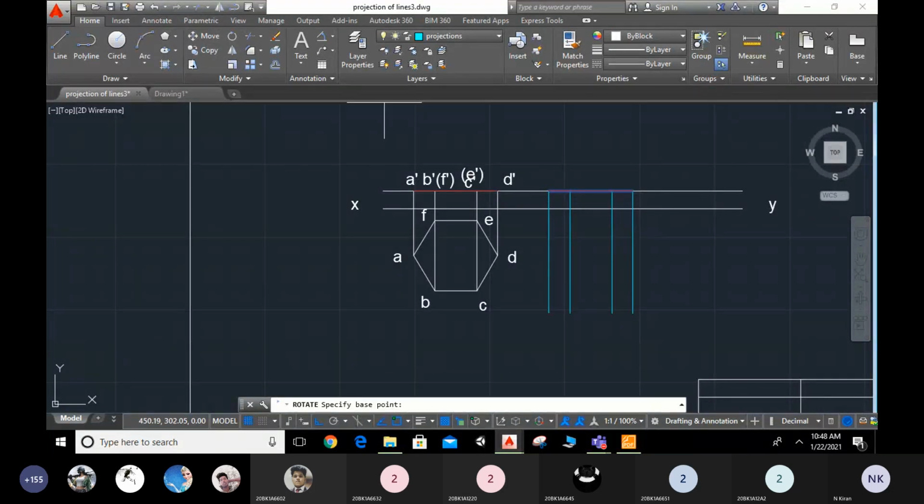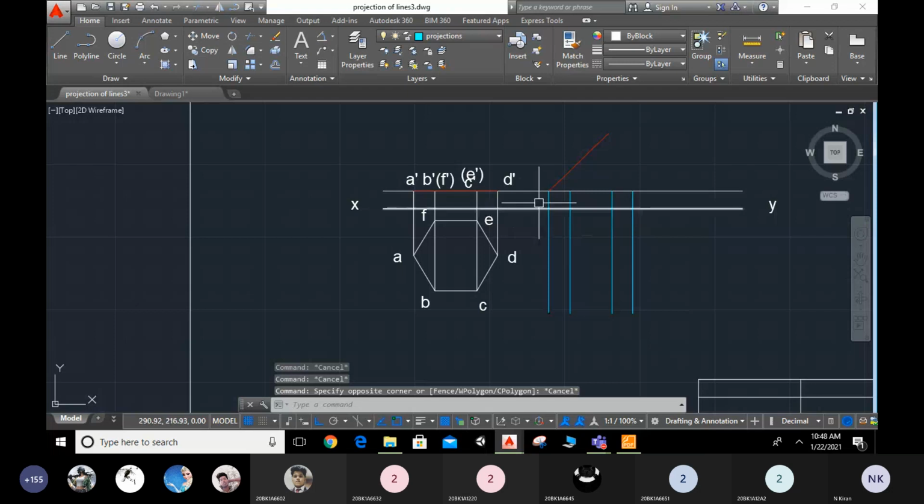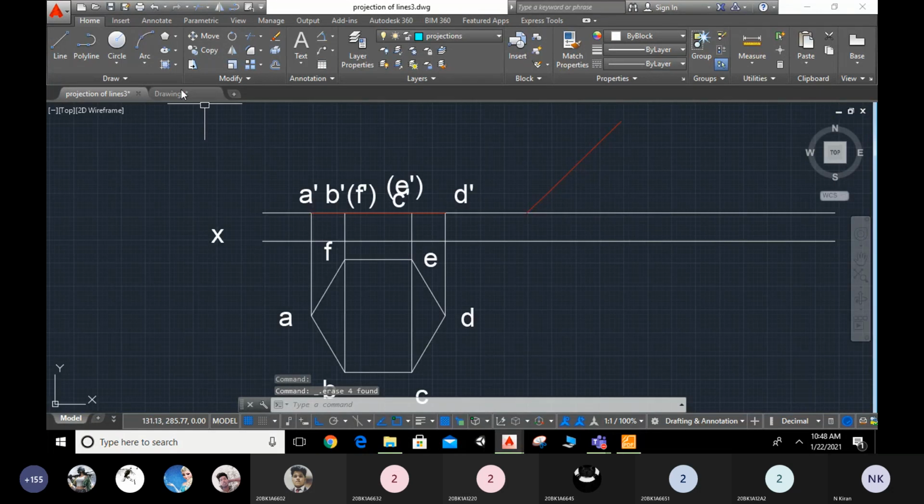Select RO enter. And what is the angle I have to rotate? Specify the base point. I will select this one. And what is the angle? 45. Yeah, this is our actual orientation. I will delete these lines which we don't need. Delete. Now from these points I have to project the lines.